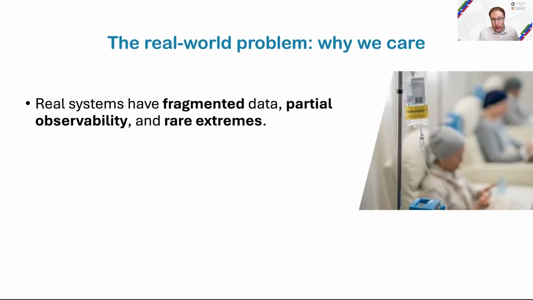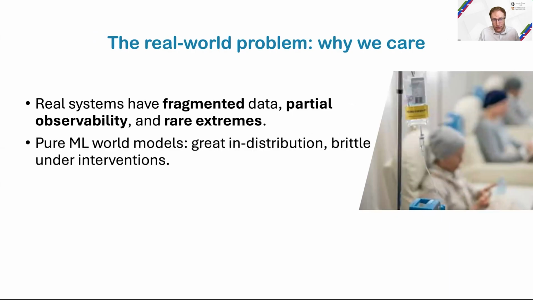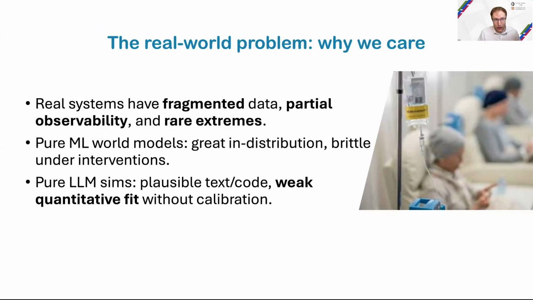These are real systems that often have fragmented or limited data sets and are partially observed. And maybe we want to create an accurate simulator for some sort of process in the world, and then simulate rare events or rare extremes. Standard machine learning models are really good in distribution. However, they're really brittle under out of distribution events, or things where we really change them. And we'll show what we mean by this.